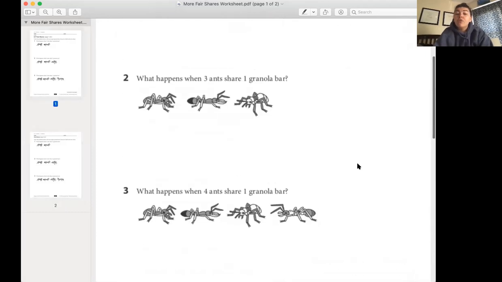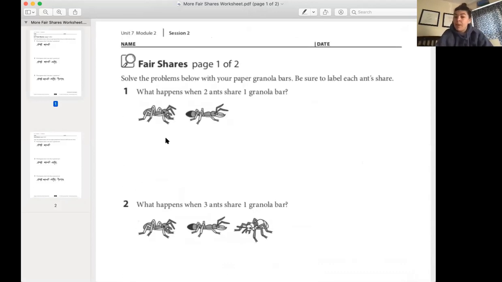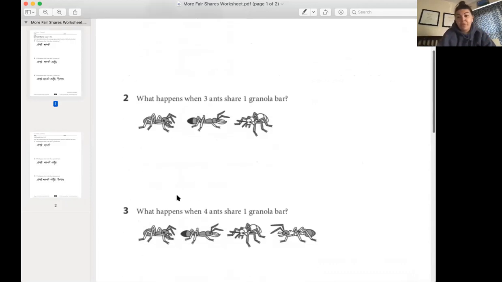I would recommend drawing a granola bar out, a little box like I did. If you don't have the worksheet, you can always do that on a separate piece of paper and write your answers on a separate piece of paper. You can also cut a granola bar out of paper and fold it, and that could also be helpful if you're having a hard time drawing the lines. So if I was going to cut it out of paper and I was going to have 2 ants, I would just fold it in half to make 2 sections of my paper, or 3 sections or 4 sections.